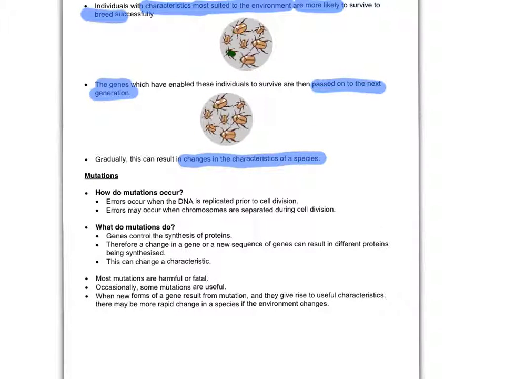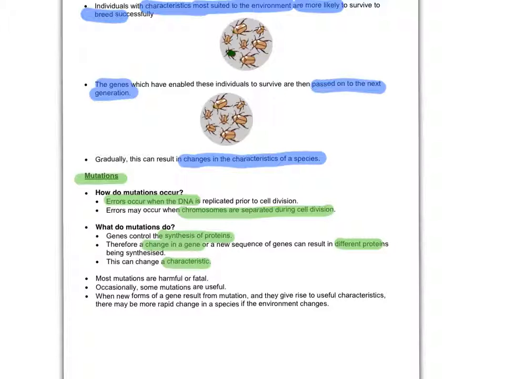The variation within a species can be explained by mutations. Mutations occur when there is an error in the DNA. This error may occur when chromosomes are separated during cell division. Because our genes control the synthesis of proteins, the making of proteins, a change in a gene, an error when the DNA is being replicated, can result in different proteins being made. This can change a characteristic. So in our example, a mutation might have led to some of the beetles being brown rather than green.